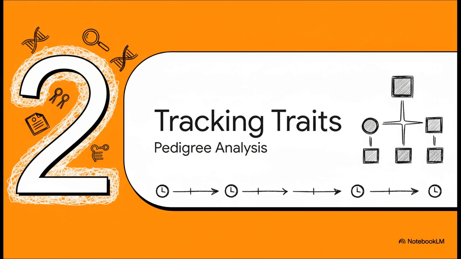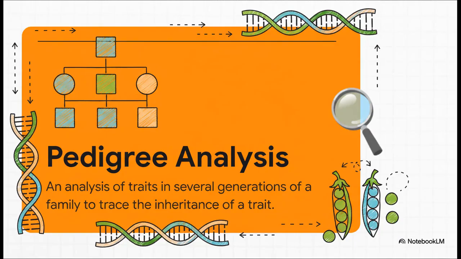Okay, so we know these typos exist, but how do we actually find them in the human story? Well, that brings us to our next section. We're going to explore how scientists track traits through generations using this really cool tool called pedigree analysis. You know, Gregor Mendel, the father of genetics, could crossbreed thousands of pea plants to see how traits were passed down. Obviously, we can't do that with people, right?